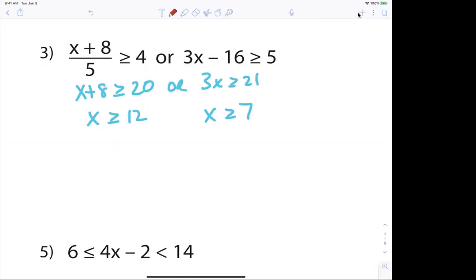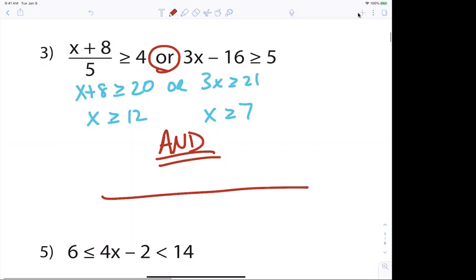Somebody said 12 to infinity. Anybody else? Yeah, 12 to infinity. 12 to infinity would be if it's an and statement. You with me? So that would be if it's an and. Right now it's a what? Or. So it only has to be true for one of them.